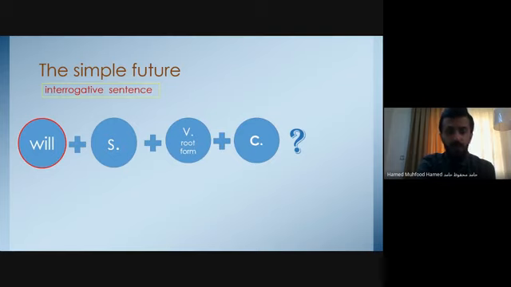Now we are talking about a yes/no question. The question is how to form a WH question in the simple future tense. For example, using the WH word what? Can you tell me?